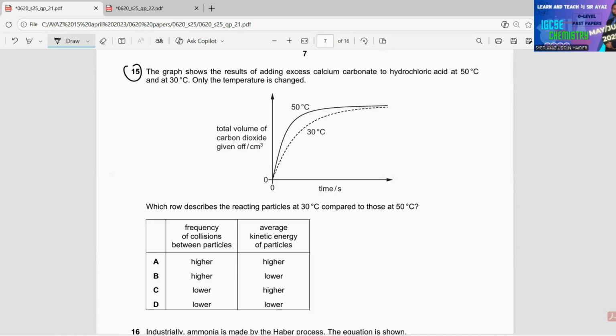Definitely the frequency of collision will be lower. So either C is correct or D is correct. A and B are incorrect. But what about the average kinetic energy of particles? This will also be lower as compared to those at 50 degrees centigrade. So D must be the right answer in this case.